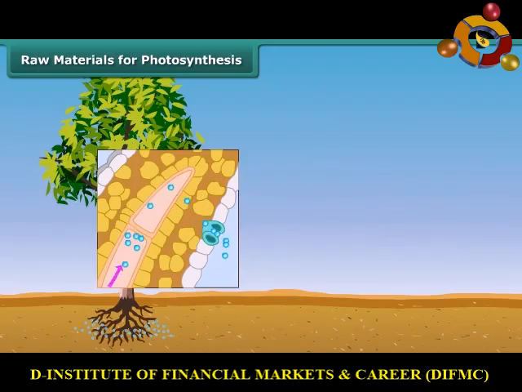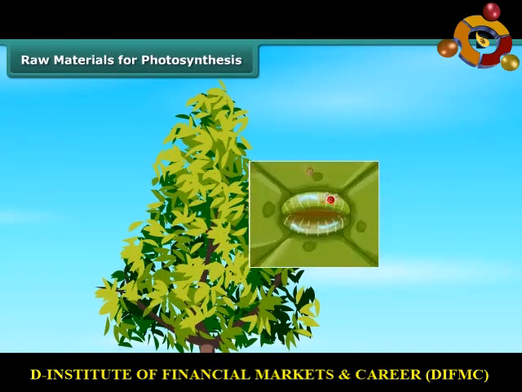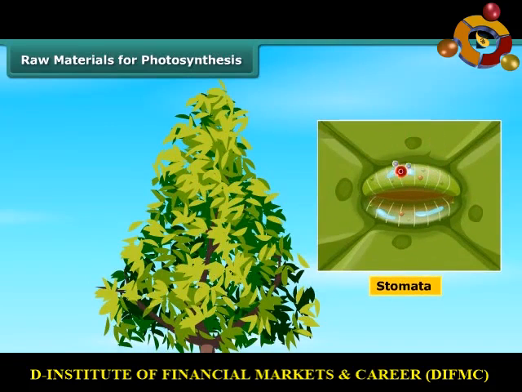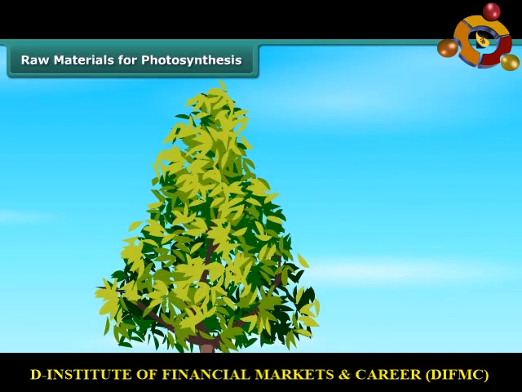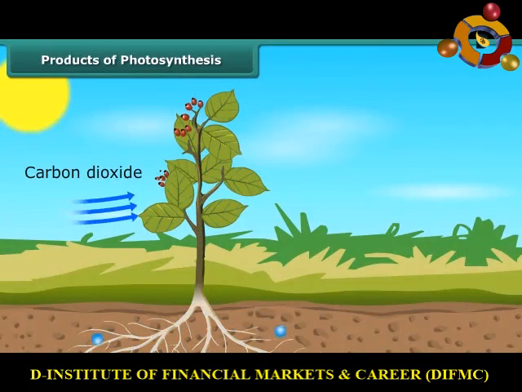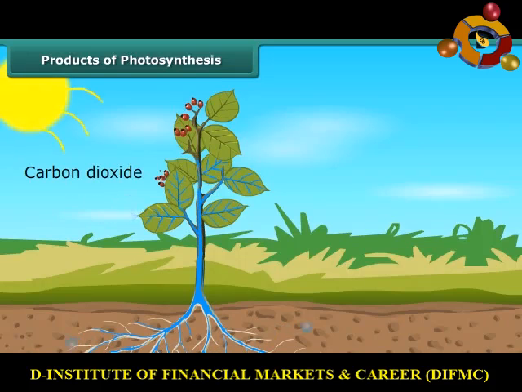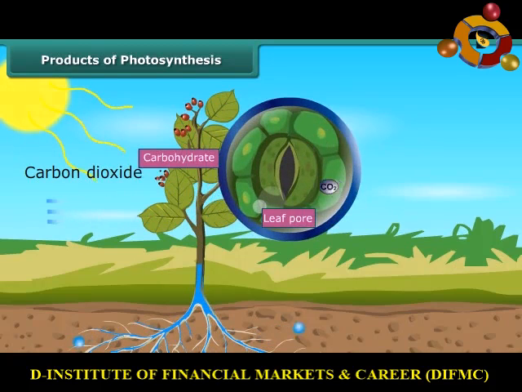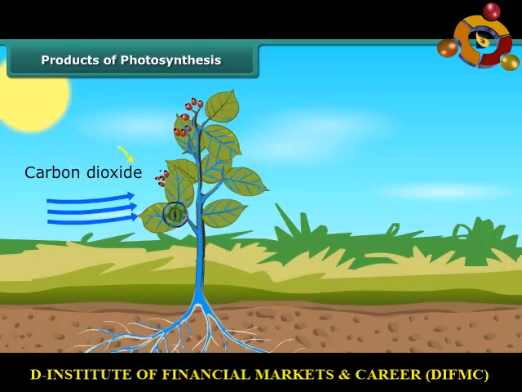Likewise, carbon dioxide from air is taken in through the tiny pores present on both surfaces of the leaves. Such pores are called stomata. These pores are surrounded by guard cells. After reaching the leaf, carbon dioxide and water react in the presence of sunlight to form carbohydrate. The carbohydrate is ultimately converted into starch, which gets stored in different parts of the plant.